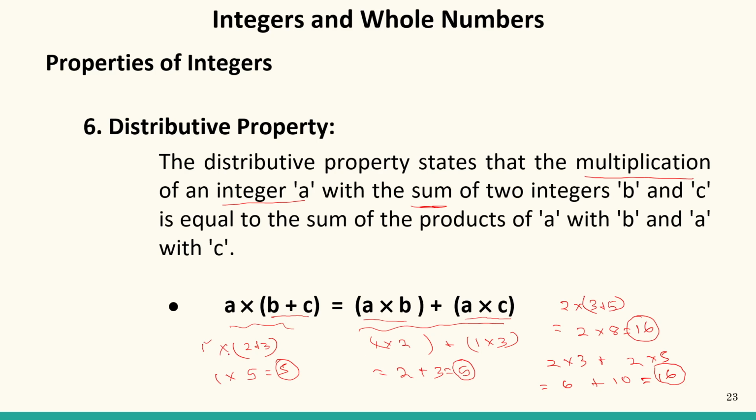So here we got 1 into 2 plus 3, and 1 into 5 is equal to 5. And then we saw that it is actually equal to 1 into 2 plus 1 into 3, that is equal to 2 plus 3, which is equal to 5. These two numbers were the same. So we can say that the distributive property holds. And we took another example and saw that it is also the same in this case.